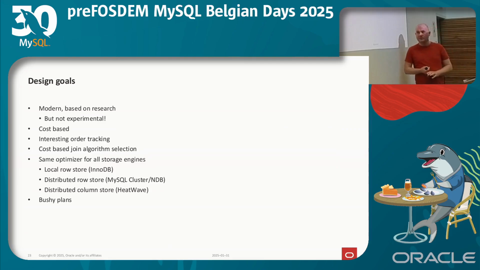We want bushy plans. Left-deep plans are good for a lot of OLTP queries, but as soon as you start with OLAP, bushy plans become a great benefit. And we want the same optimizer for all storage engines.